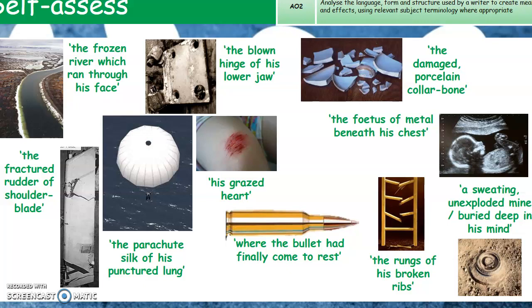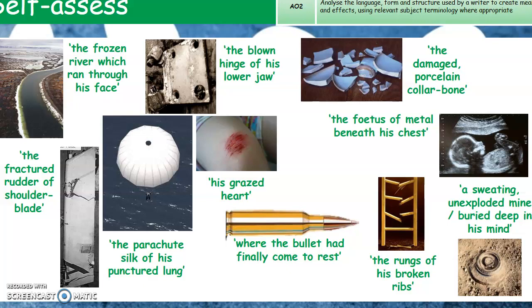The damaged porcelain. Porcelain is a very breakable ceramic material. So you don't really want your bones to be able to break as easily as this. The rudder, the fractured rudder. A rudder is on the back of a ship, and when you want to change direction, you use this to change direction of the ship.